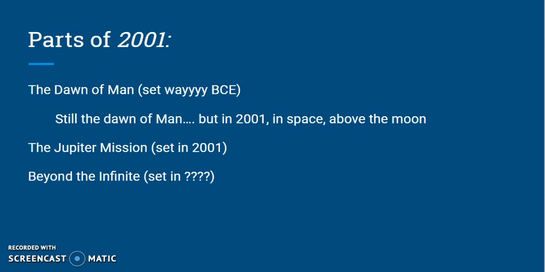And again, it's people on a spaceship heading to Jupiter, and you'll find out why. But that'll be the part that's more science fiction-y. And then the last section of the film is called Beyond the Infinite, and that is essentially beyond space and time. And we'll get to that part.